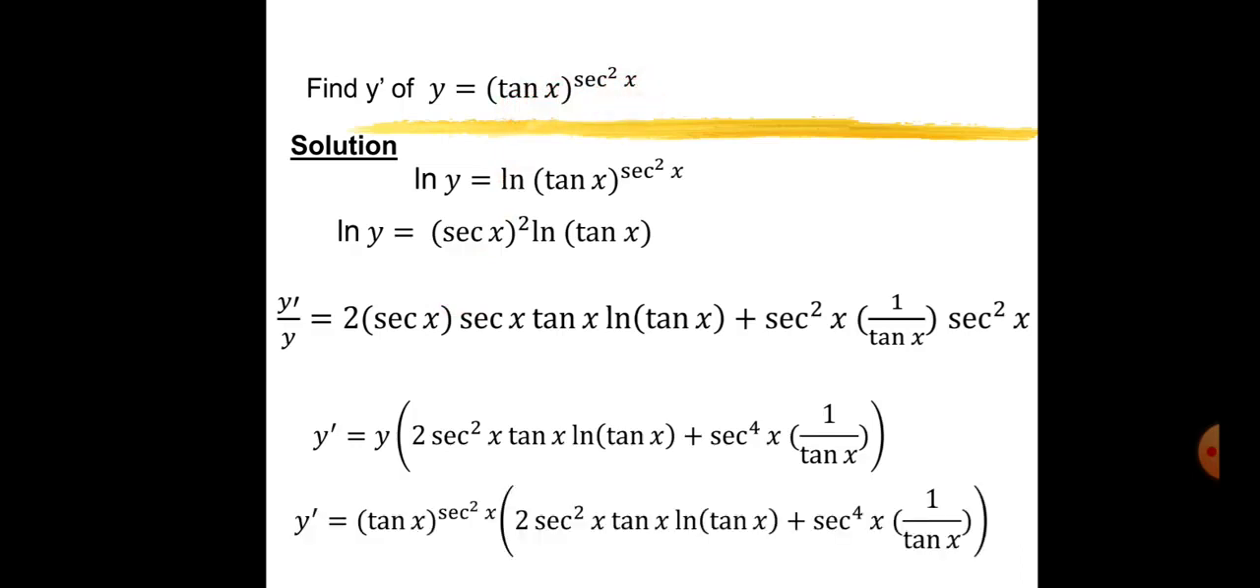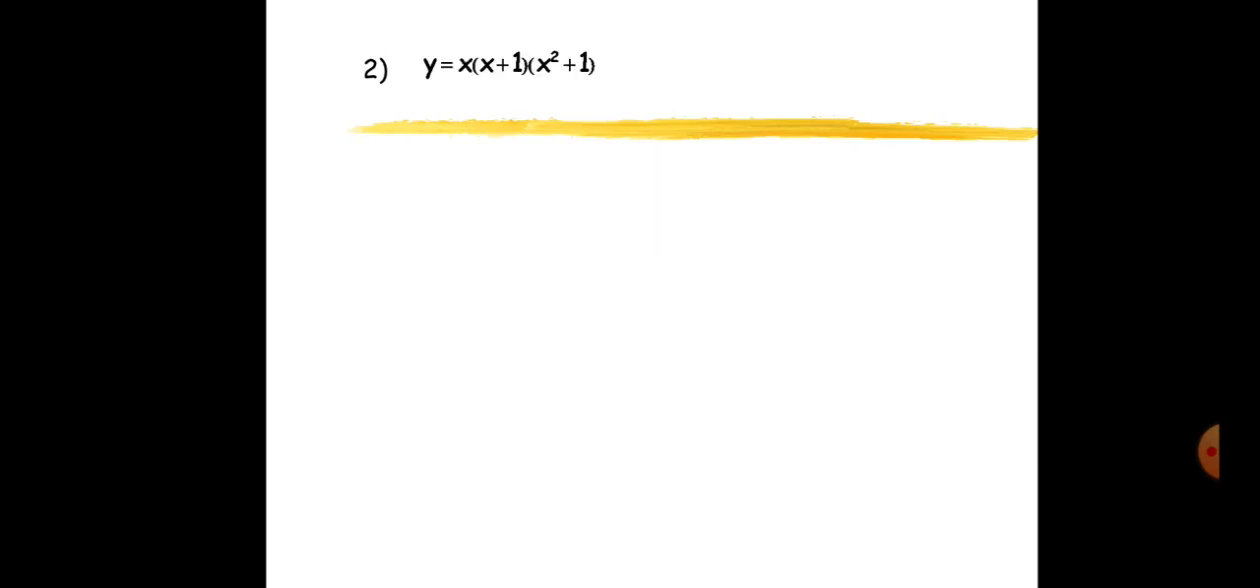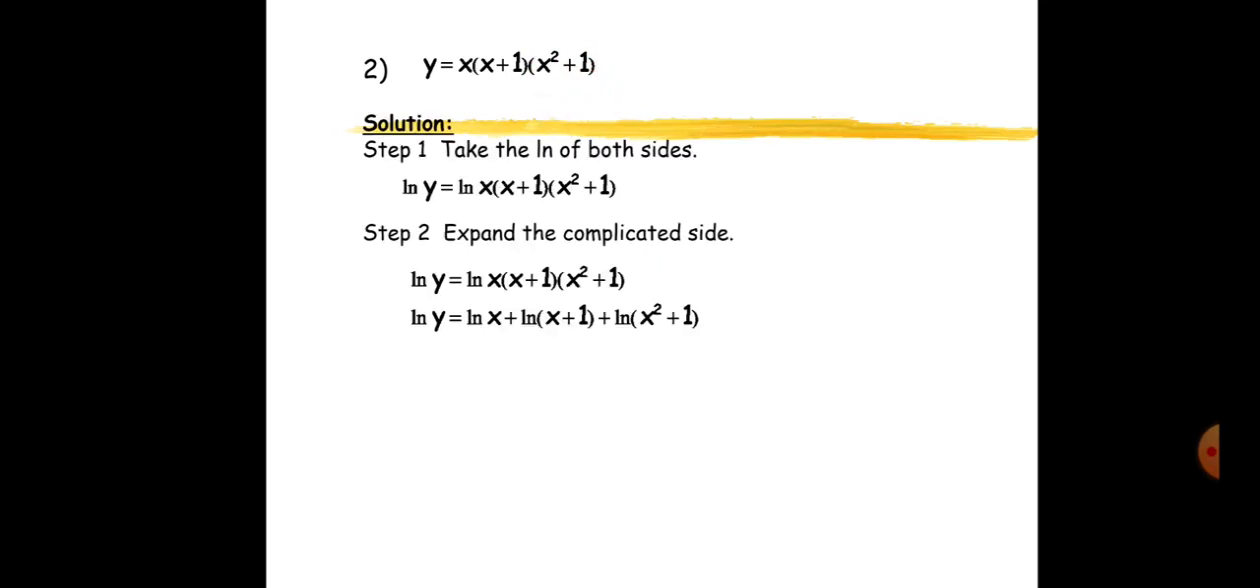So we have to apply ln when you have a power function, to put the power down. And we have another case. If you have more than two terms multiplied by each other, it is better to apply ln to both sides. Now, if you apply ln to both sides, we have ln y equals ln of x times x plus 1 times x squared plus 1.